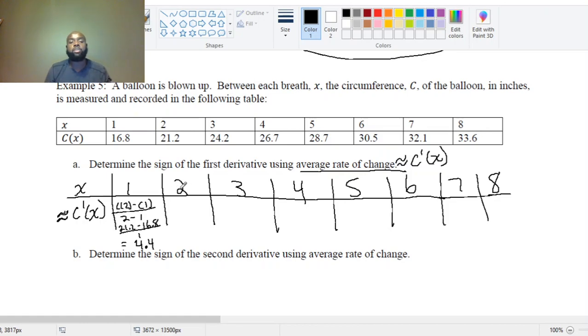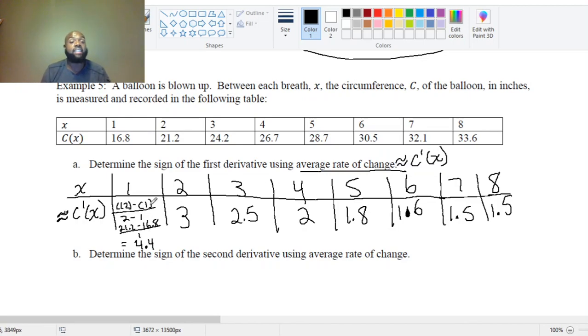Then I do it from 2 to 3. So I do the 24.2 minus the 21.2 divided by 3 minus 2, which is 1. And we get 3, right? And notice these x values are always 1 unit apart. So that division in the denominator is always going to be 1. So it's basically the change from one y value to the next. So I'm going to go ahead and fill in the chart with all the average rates of change, estimates. 1.6. And again, because I can't do 8 to 9, I'm using 8 and 7 twice, all right?